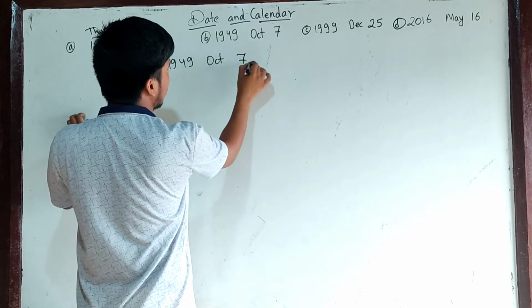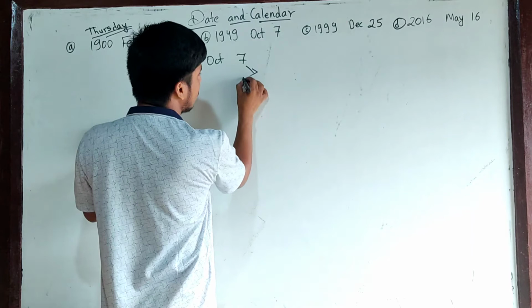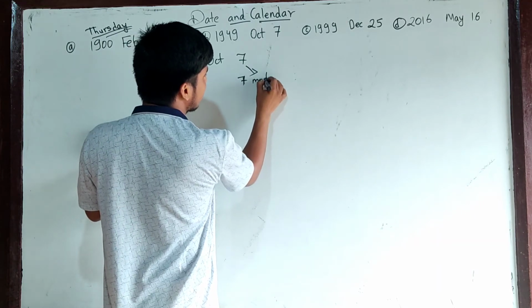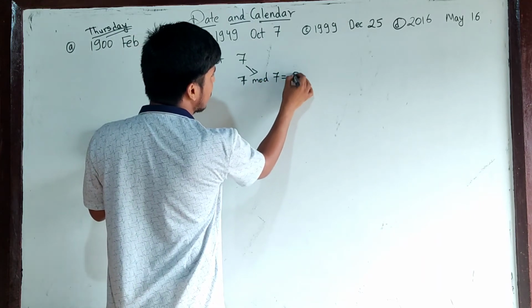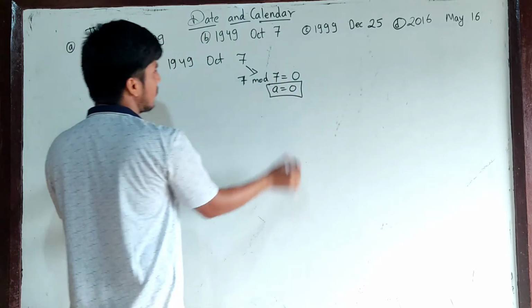October 7. Now first, take the day of the month modulo 7. 7 mod 7: since it's exactly divisible by 7, this will give us answer 0. So the first code we have is 0.